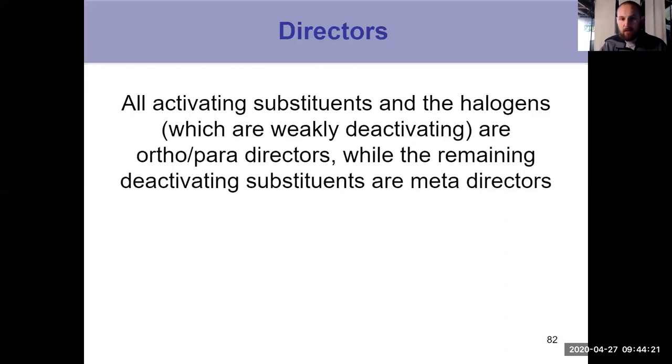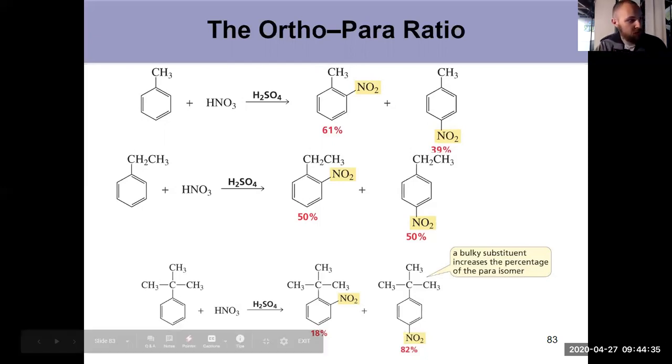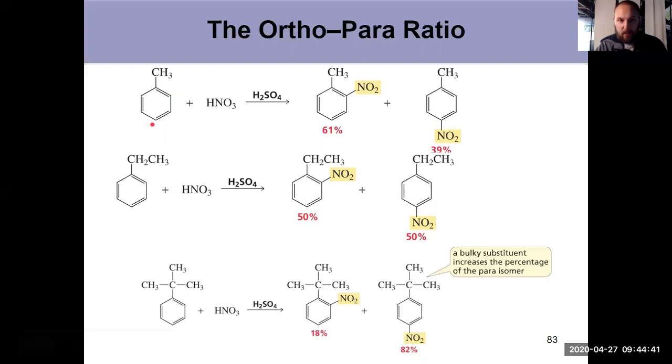The next logical question is, for things that are ortho-para directors, how much of each do you get? What percent ortho, what percent para? And it all comes down to the size of the substituent. Because keep in mind, there's two ortho positions. If I take toluene up here, there's an ortho position on the left and an ortho position on the right, and there's only one para position. So ortho is more probable.